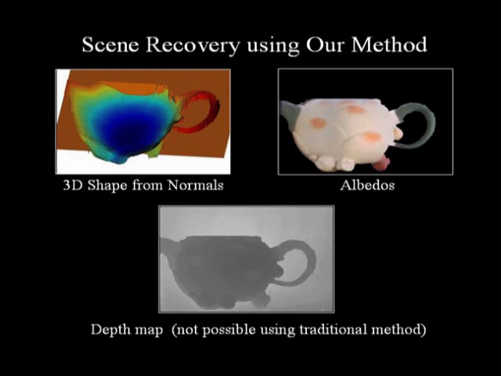Now we show the results of applying our algorithm to these images. The computed 3D shape is visually accurate and the scattering effects have been removed from the albedo map. In addition to surface normals and albedos, our method also yields the depth map of the scene, which is not possible using traditional photometric stereo.